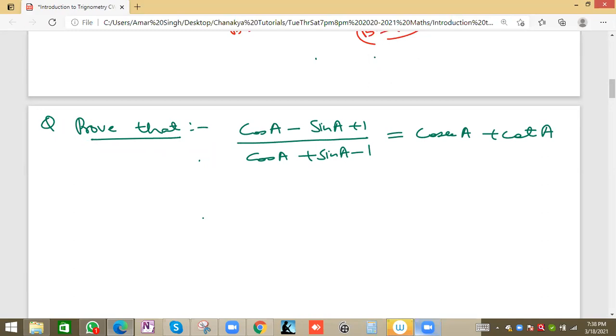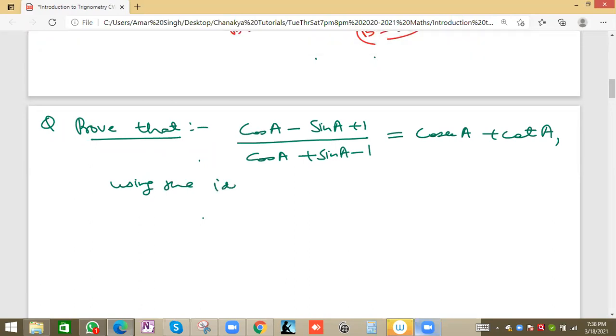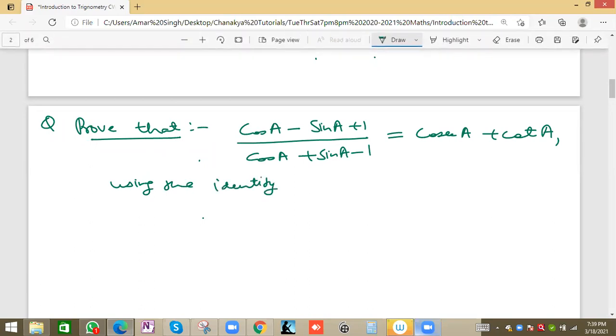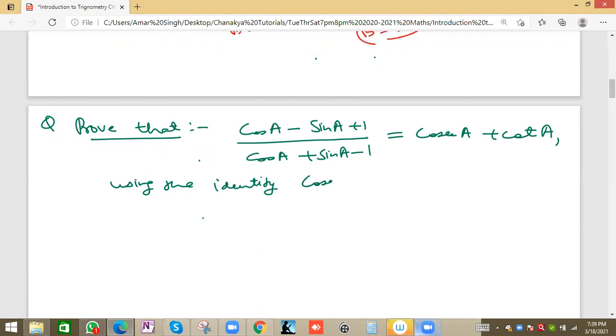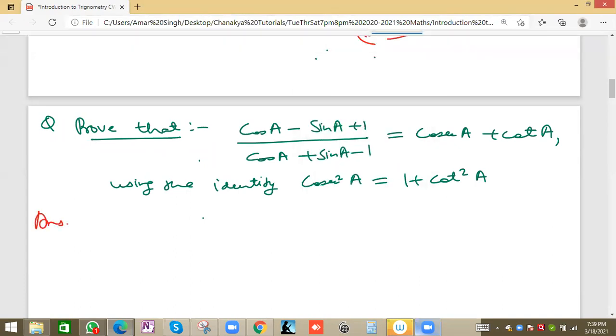And a hint they have given: using the identity we have to prove, no problem. In the question it is given, using the identity cosec square A equals 1 plus cot square A. This identity we have to use in this question. Please try, everyone.